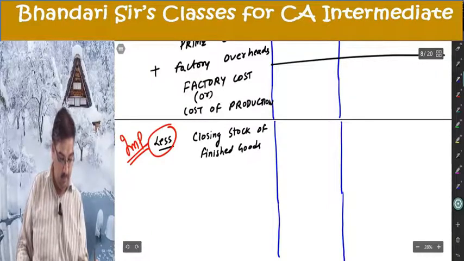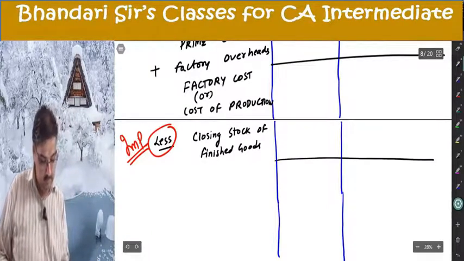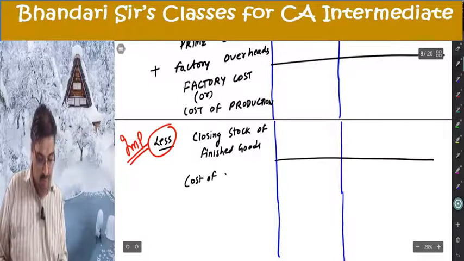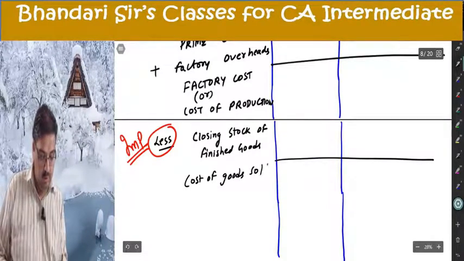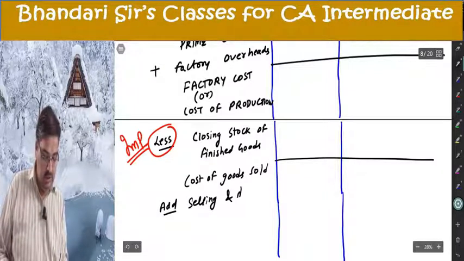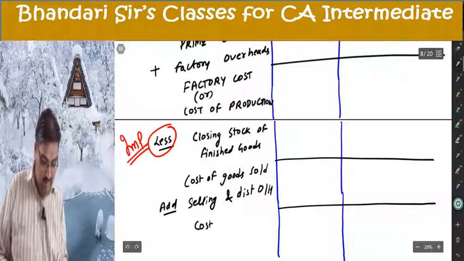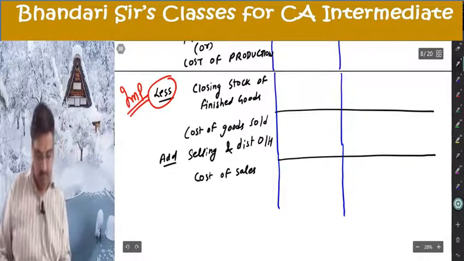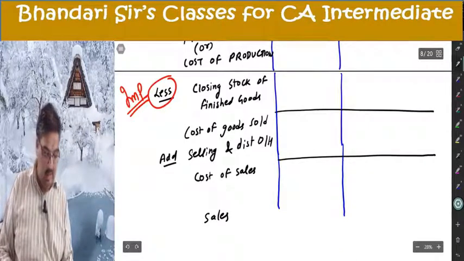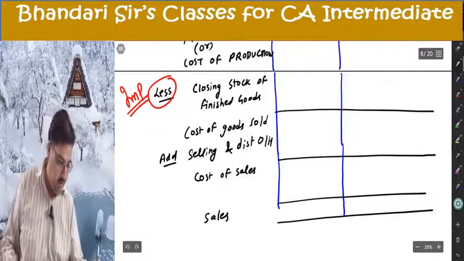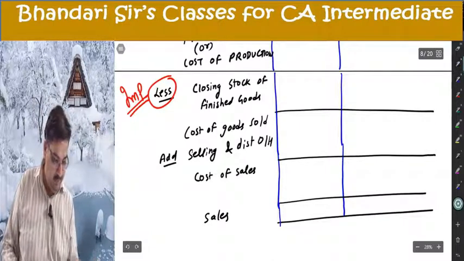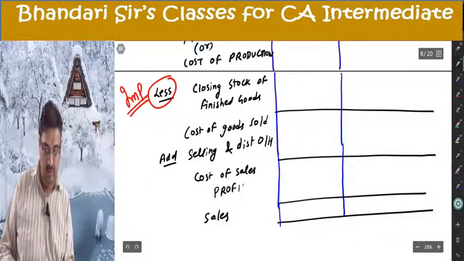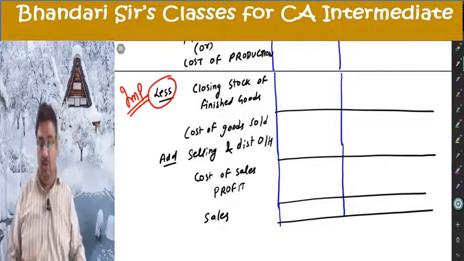After that, what I will get? Cost of goods sold. Add selling and distribution overheads. What I get? Cost of sales, which is also called total cost. Then sales I can get, balancing figure can be profit. Or if I get profit, I can add and get the sale. We'll see to that later. Let us check all the figures now.